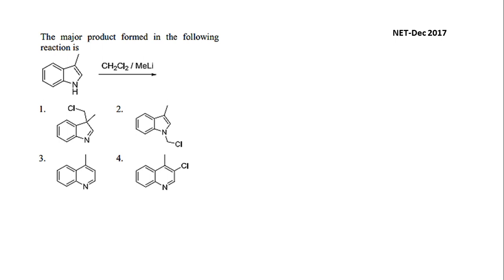The major product formed in the following reaction: CH2Cl2, MeLi. Now normally for carbene generation, either you will see CHCl3 or CHBr3 is given, but sometimes CH2Cl2 may be present in basic media. So here also there will be generation of this carbene, and once this carbene is formed, this is actually a dimer of indole.